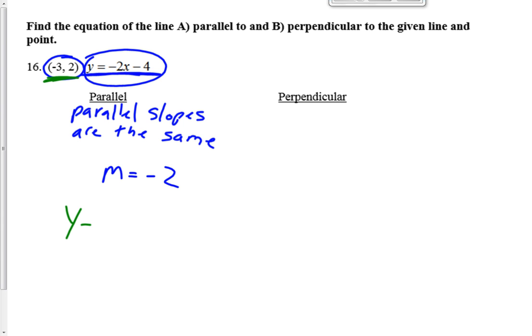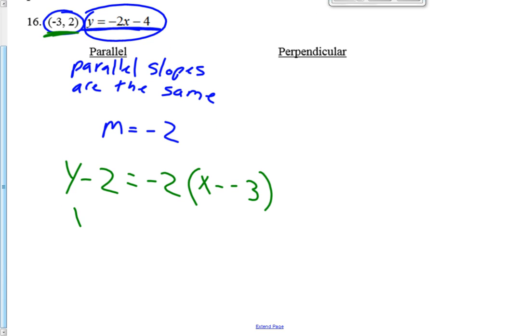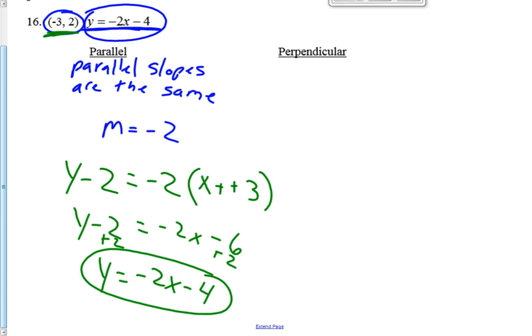So it's y minus the y coordinate, y minus 2, that equals our m, which is a negative 2, times the quantity x minus the x coordinate, x minus a minus 3. So to put this into y-intercept form, y equals mx plus b, negative 2x, and then a negative 2 times a positive 3 is a negative 6. So then I add 2 over, so y equals a negative 2x minus 4. And I add 2 to both sides, a negative 6 plus 2 is a negative 4. So that's the parallel line.